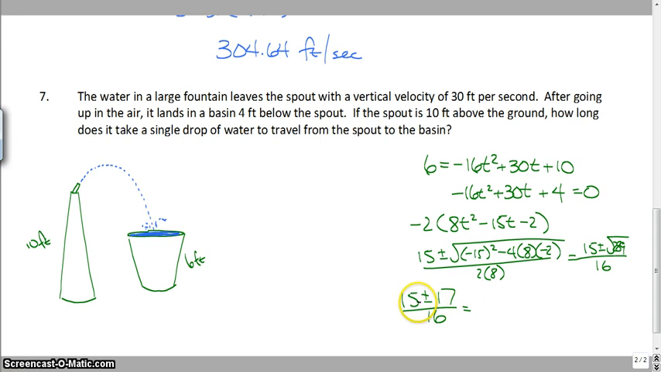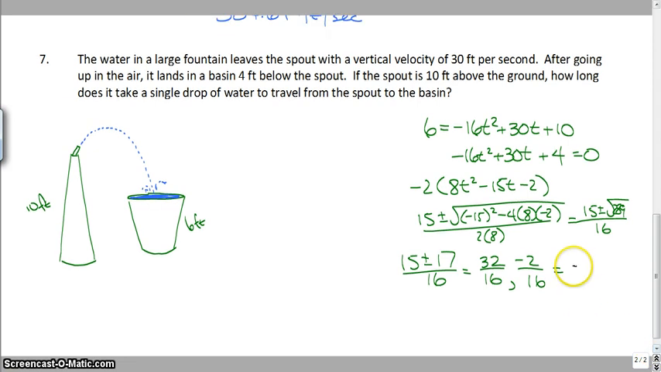So remember, you must add and subtract. So you have 15 plus 17, which is 32 over 16. And you have 15 minus 17, which is negative 2 over 16. So you're going to have times of 2 seconds and negative 1/2. Well, can time be negative? Nope. So it takes you 2 seconds, because negative 1/2 is not a realistic time. There you go, 2 seconds for it to go from the spout to the basin, and that is vertical motion.